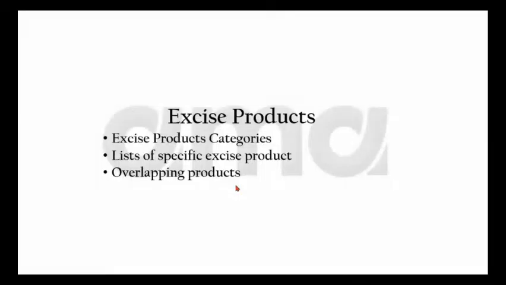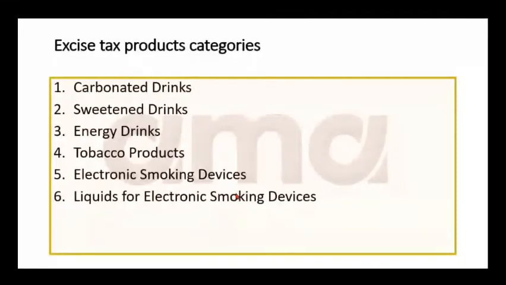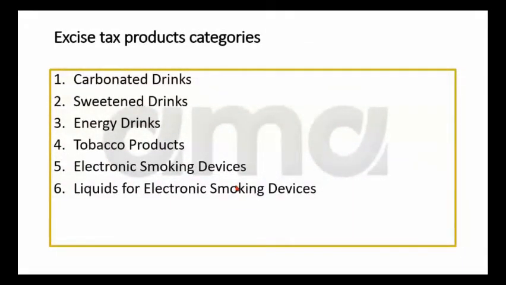Okay, now let's focus on the excise products. We will discuss the excise product categories, the list of the specific excise products, and the overlapping products. So there are 6 categories which have been specified as excise products. Out of these, the carbonated drinks, the energy drinks, and tobacco products were the old products which were introduced as excise goods in October 2017.